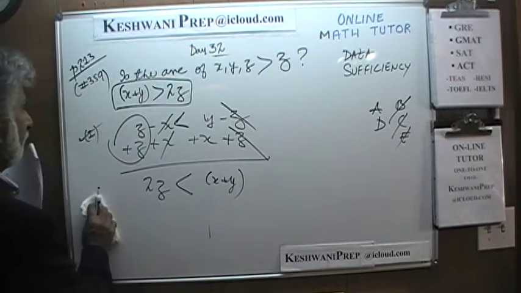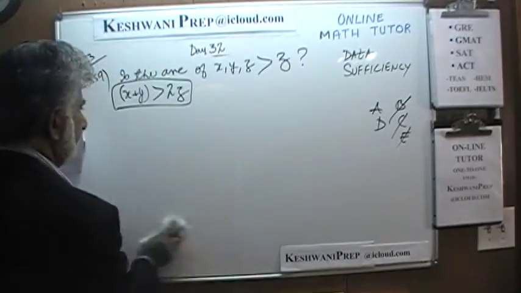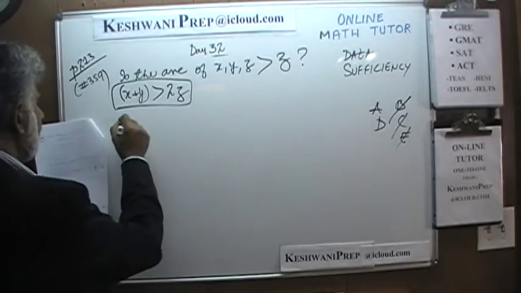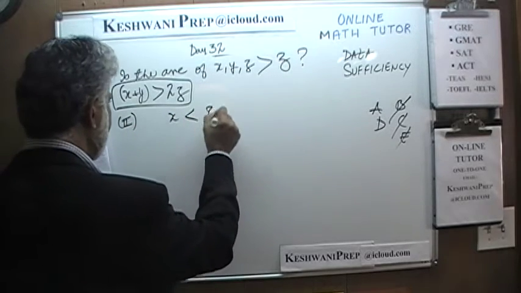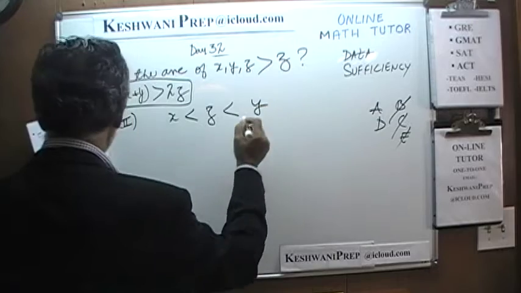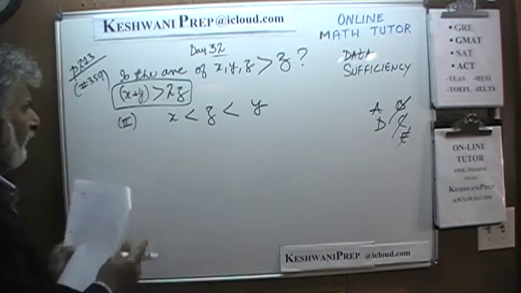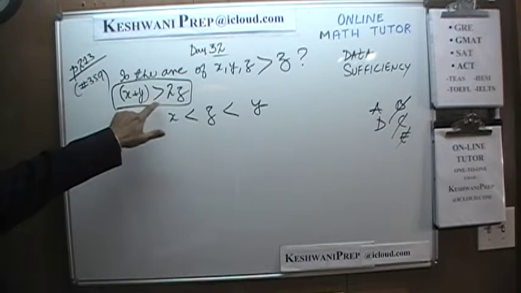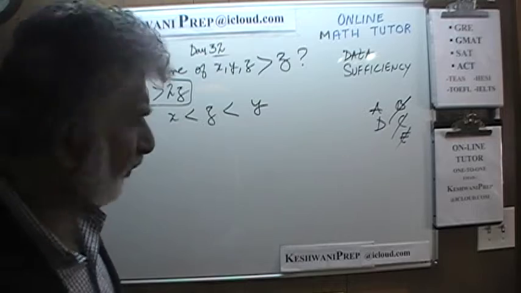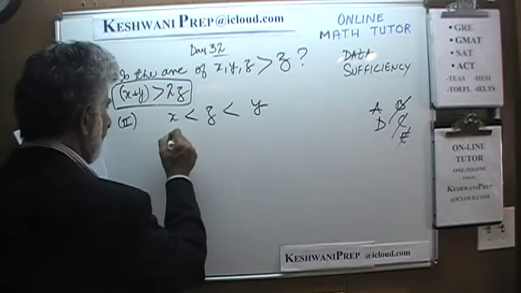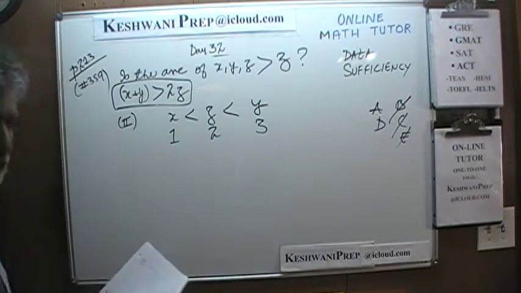Let's look at statement 2. Statement 2 says that x has to be less than z, and z in turn has to be less than y. And the question we're trying to answer is, is the sum of x and y greater than 2z? That's what we're looking for. So let's just plug in some very straightforward numbers. Anything at all. How about 1, 2, and 3? That should do the job nicely.